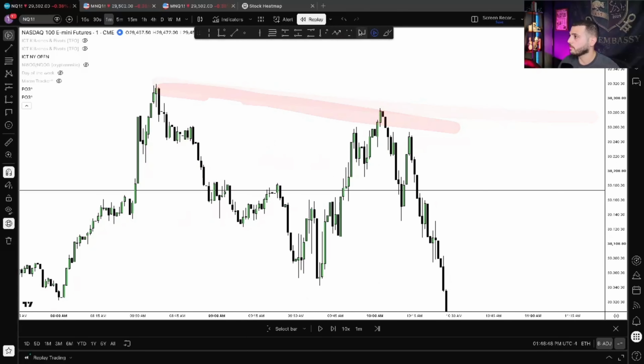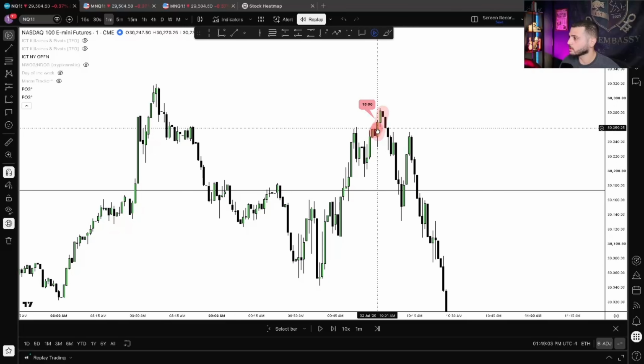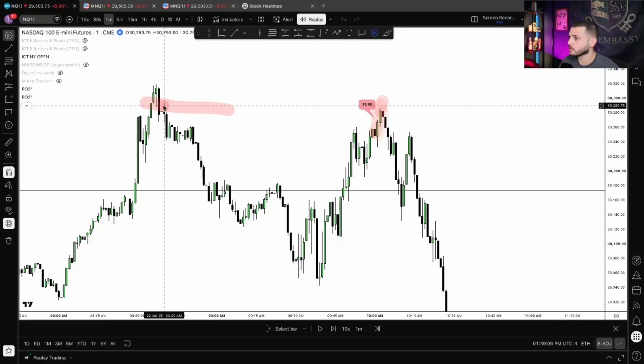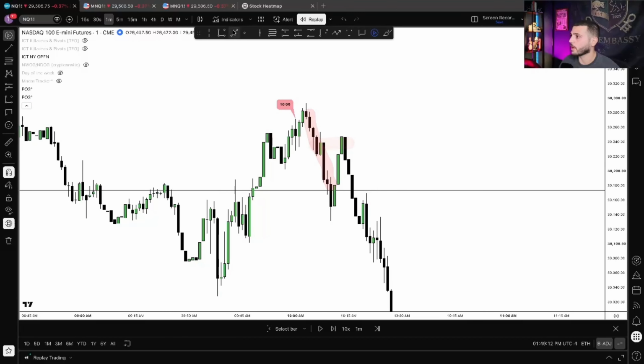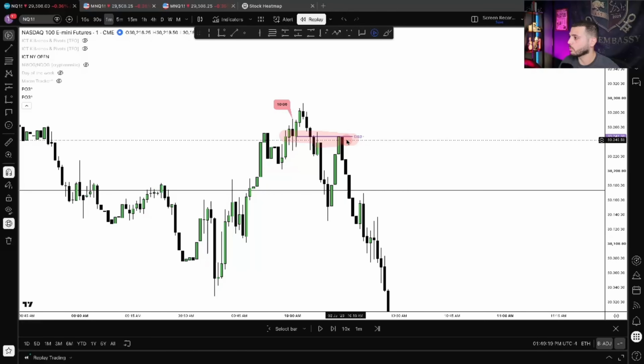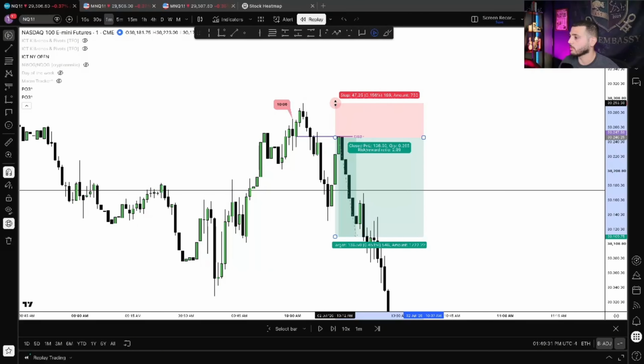Then you have the 10 a.m. open right here. Once 10 a.m. opens, you see this manipulation higher, sweeping out this buy side liquidity right here. Then it displaces away, creating your change in state of delivery. Once we get this change in state of delivery, we can enter right here inside of this gap, then target a minimum of 2-to-1.